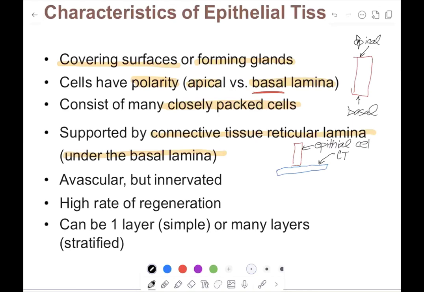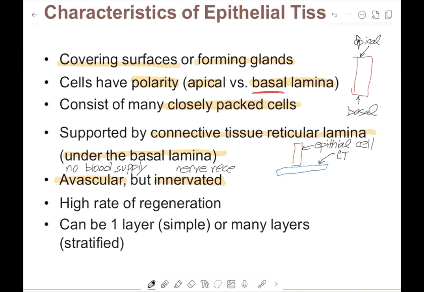If you were to get a deep cut and it would go down through your epithelium, deep to that, you would see the connective tissue. A very important characteristic of epithelium is that it's avascular and innervated. Avascular means no blood supply. So the first place that we find blood supply is in the connective tissue. Innervated means that there are nerve receptors.